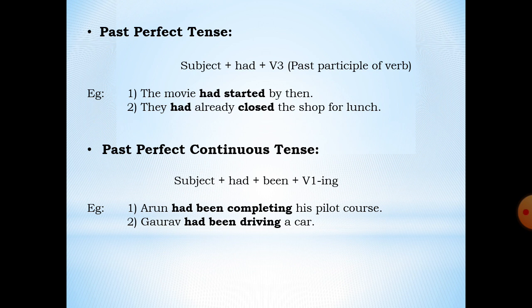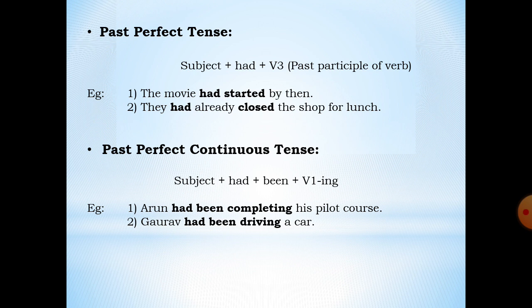Been completing indicates that it is also a continuous tense, means if we see the complete grammar in this sentence, we'll come to know that the sentence is in past perfect continuous tense, because had indicates it is in past perfect tense, and been completing shows that it's a continuous tense. So altogether it indicates that the sentence is in past perfect continuous tense. Second sentence, Gaurav had been driving a car.